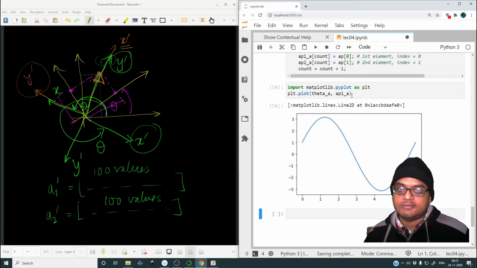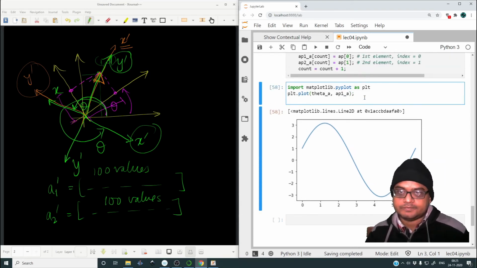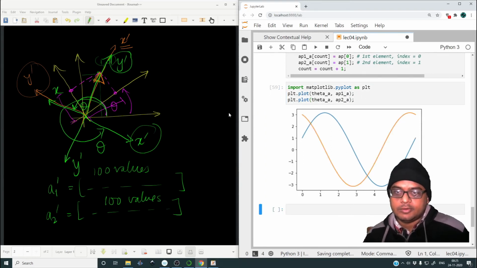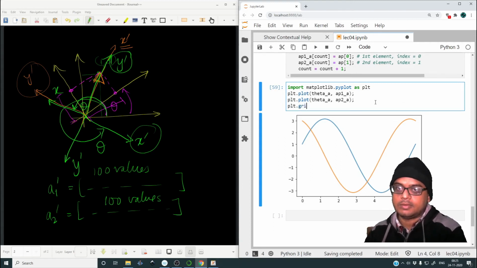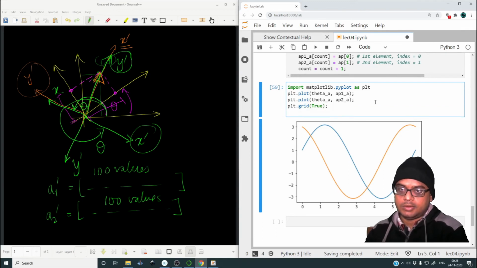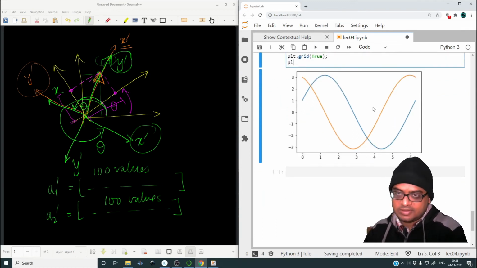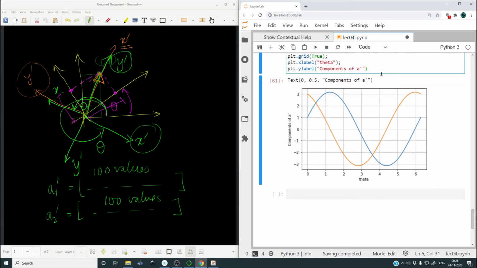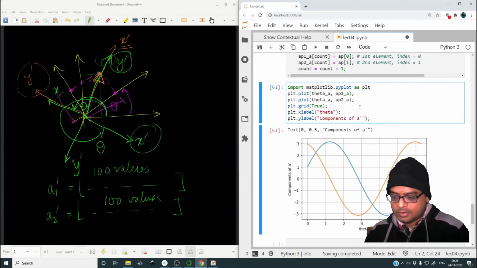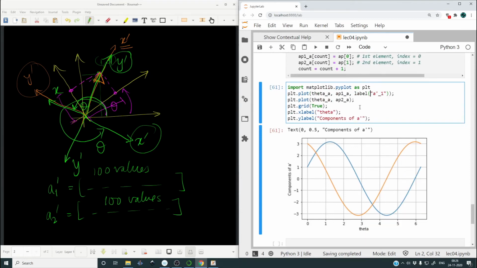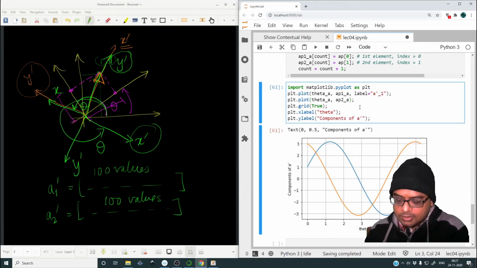ap1a looks like. In fact, let us plot on top of this what theta a comma ap2a looks like. All right, so it looks something like this. Let us draw the grid. Let me set x labels and y labels. So now let us see, there does exist an angle where the, okay, let me label this as well. This is just to make the legends of the plot.